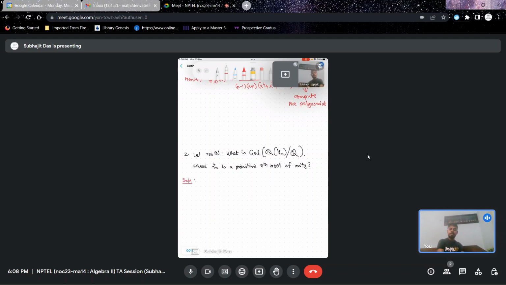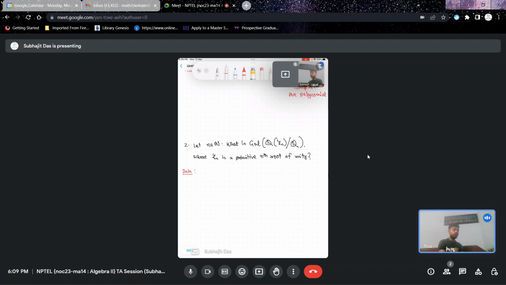So we are given a natural number n. We need to compute the Galois group of Q(zeta n) over Q, where zeta n is a primitive nth root of unity. Suppose we are working inside C. We know what zeta n looks like: it's e to the power 2 pi i k by n, where k is between 1 and n, and the GCD of k and n is exactly 1. So it's a primitive nth root of unity, and we just need to compute the Galois group of this.